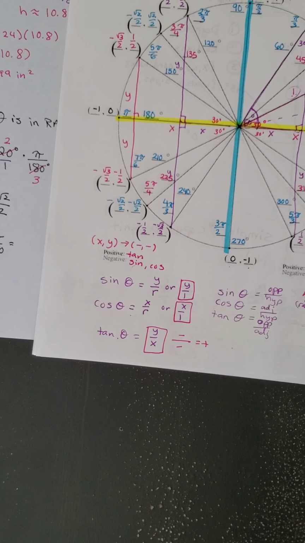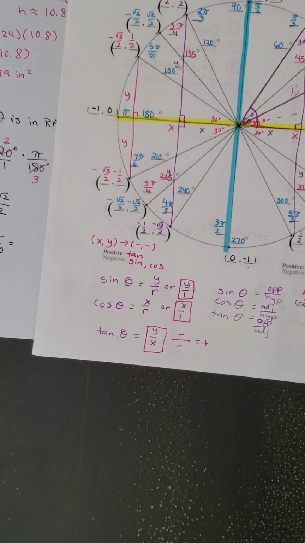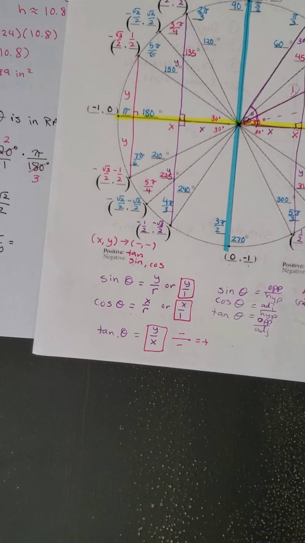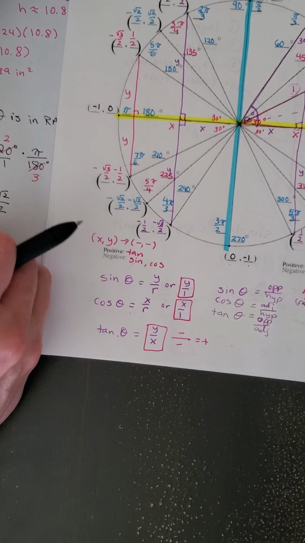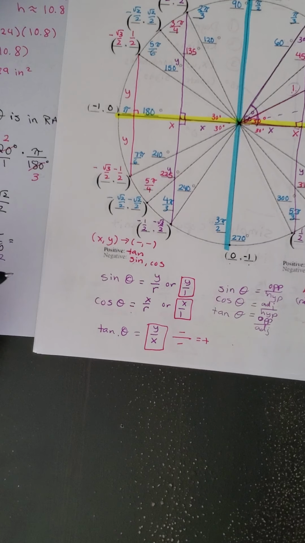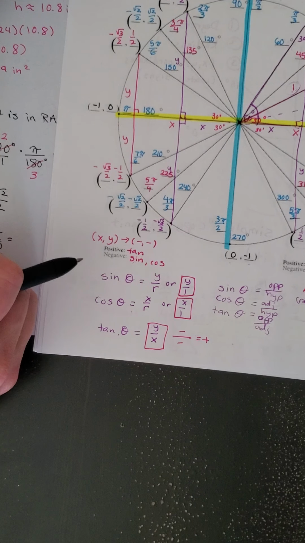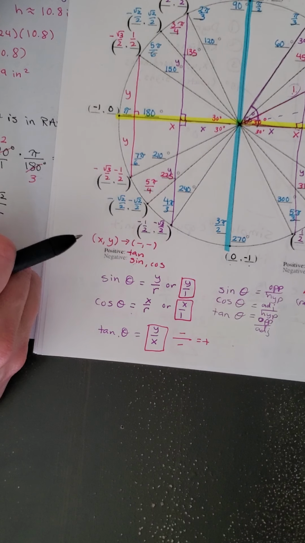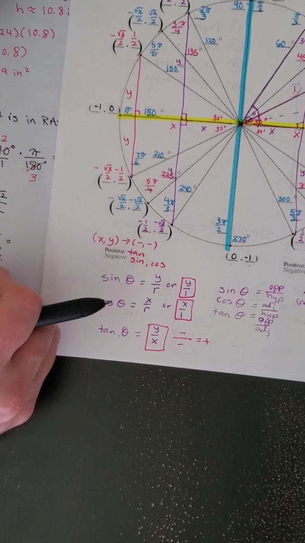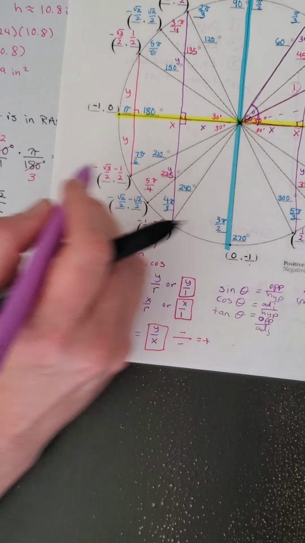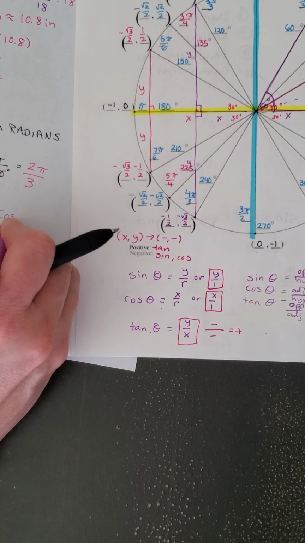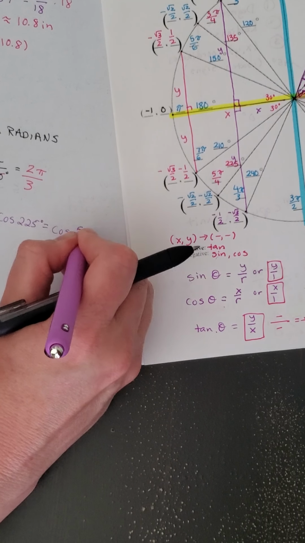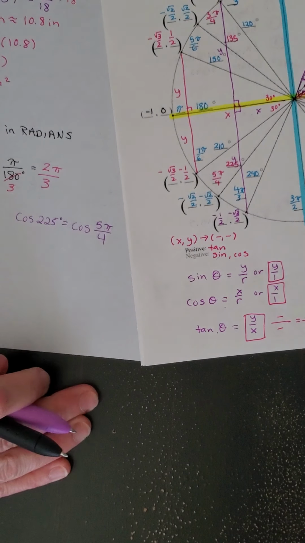Let me triple check that. 225 divided by 15. Yes. So 15 goes into both. 15 goes into 225 15 times, and into 180 12 times. But look, they still have a common factor, which is 3. So I could divide this by 3 now. So really 45 went into both. So 3 goes in there 5 times, and 3 goes in there 4 times, which is 5 pi over 4, which I already knew it was 5 pi over 4. So cosine 225 is also equal to cosine 5 pi over 4, which I can tell just on my unit circle.